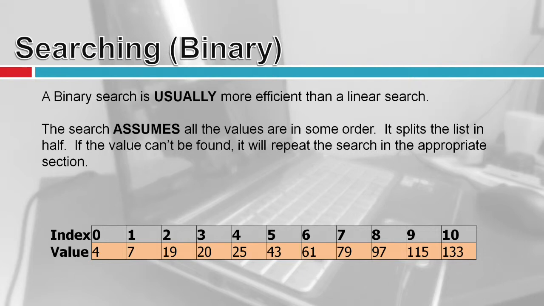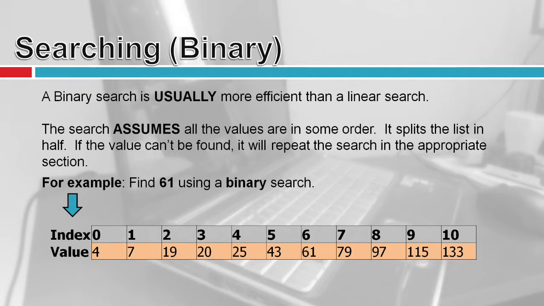A binary search is usually more efficient than a linear search. We cover the reasons why it's efficient and when it's not efficient in a different video. The search assumes that all the values are in some sort of order. So you can see here in this example, they all start from a low value and go to a high value. Now that we assume that there is an order to the values in the list, we search by splitting up the list into a lower and upper.